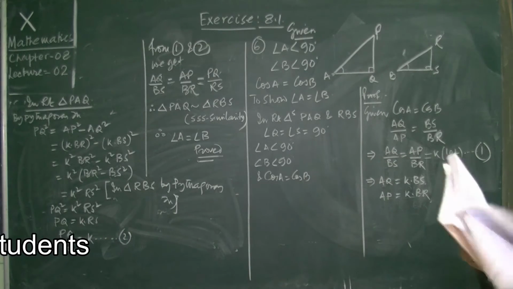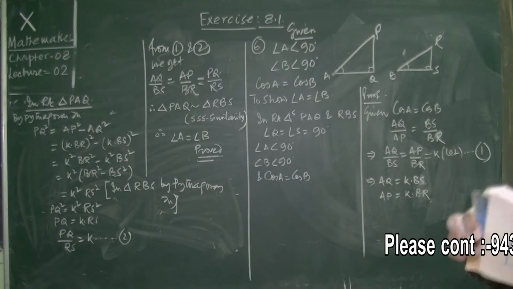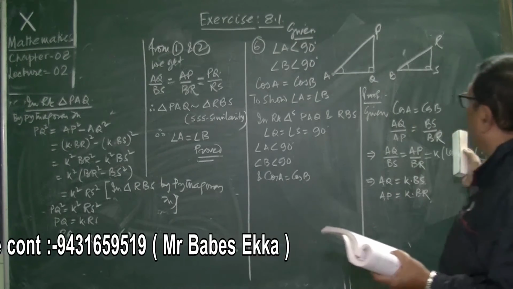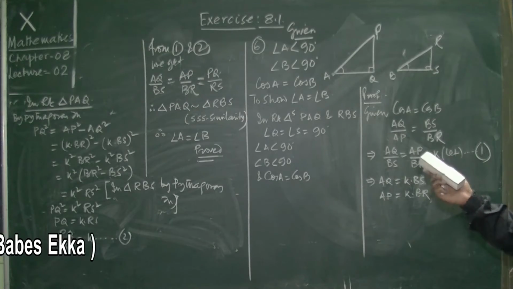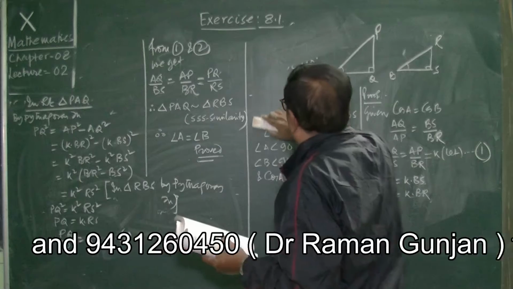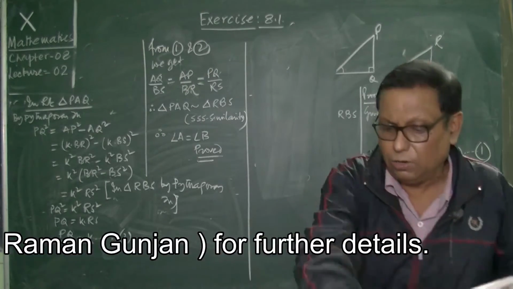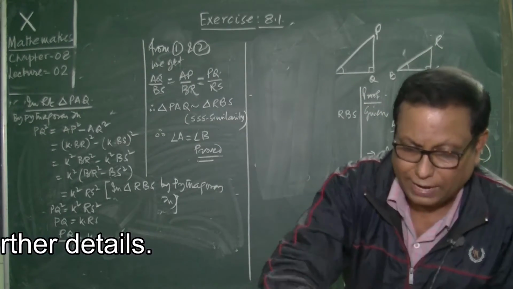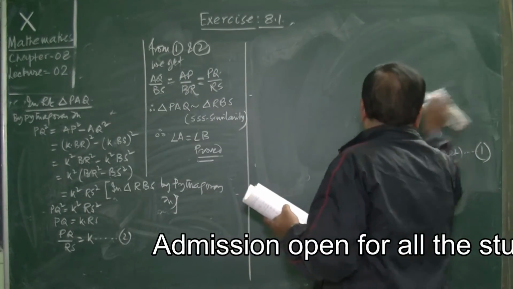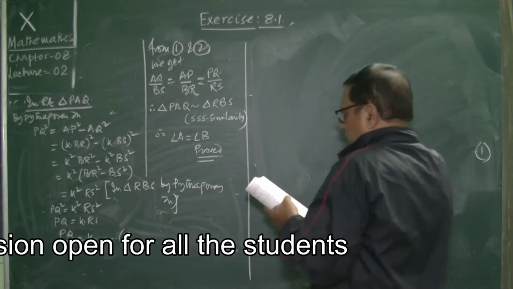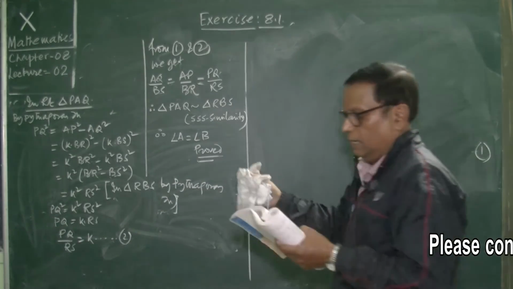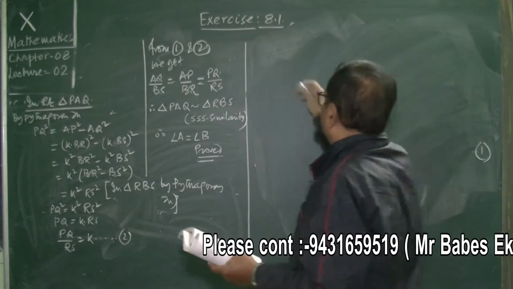Now come to question number 8. I will explain it right now. I hope you have understood question number 6. It is a combination of similarity as well as trigonometry. Now, the next question that we are going to discuss is question number 8. Question number 6 we have discussed.